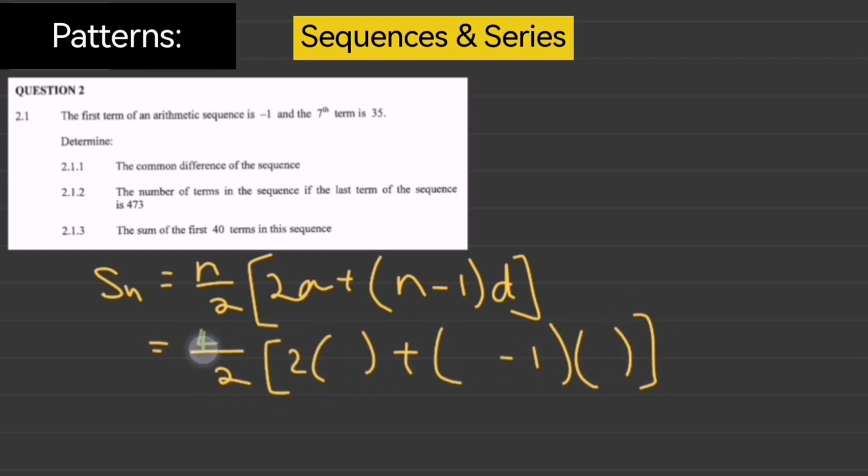So your number of terms is 40, that is the n. A's value is the first term, that's -1, and D's our difference. Right, punch this into your calculator. So our final answer is 4,640. Okay, just double check this with your calculators.